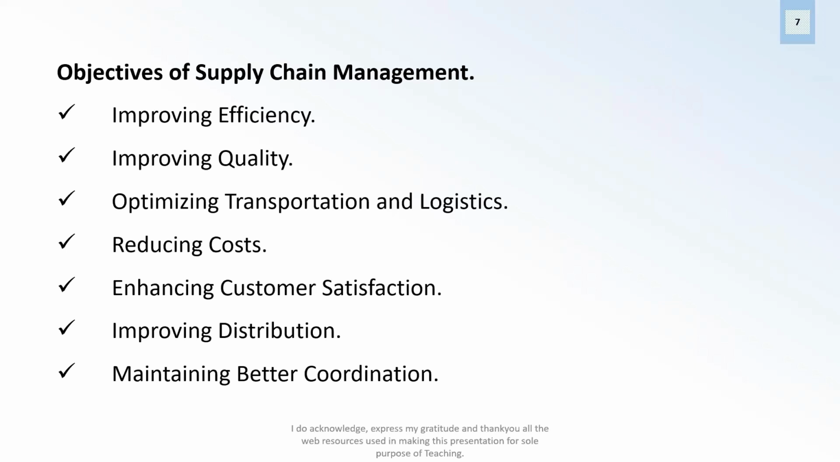Quality needs to be improved. Quality of services, quality of storage, quality of production, that needs to be improved. Otherwise, why should we even talk about supply chain management? Optimizing transportation and logistics, that is very important.